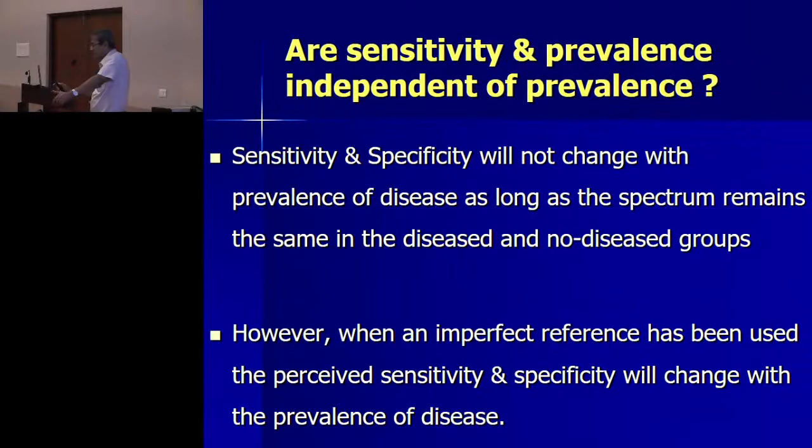When an imperfect reference has been used, the perceived sensitivity and specificity will change with the prevalence of disease. So normally it does not change with prevalence, but if you use an imperfect reference, then it will change with prevalence.